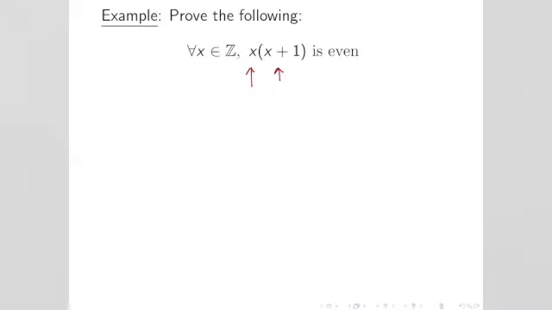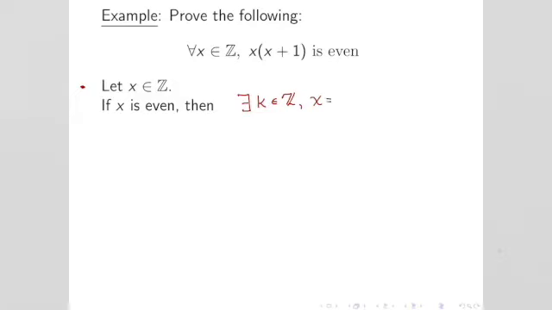So here's how I'll attack that. First, let x be a generic integer, an arbitrary integer. I don't get to pick which one. If it's even, then that means that there exists an integer k so that x is equal to 2k.